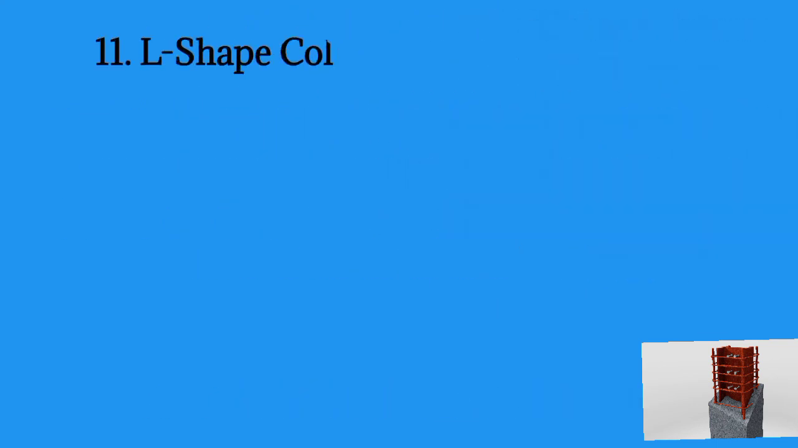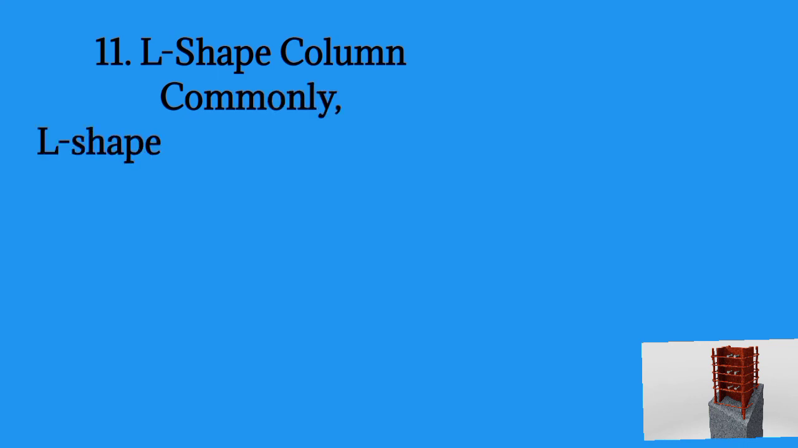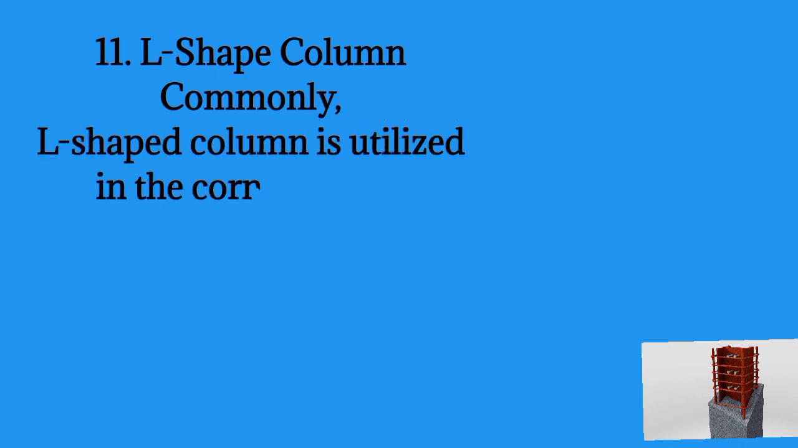11. L-shaped column. Commonly, an L-shaped column is utilized in the corners of the boundary wall and has similar characteristics to a rectangular or square column.